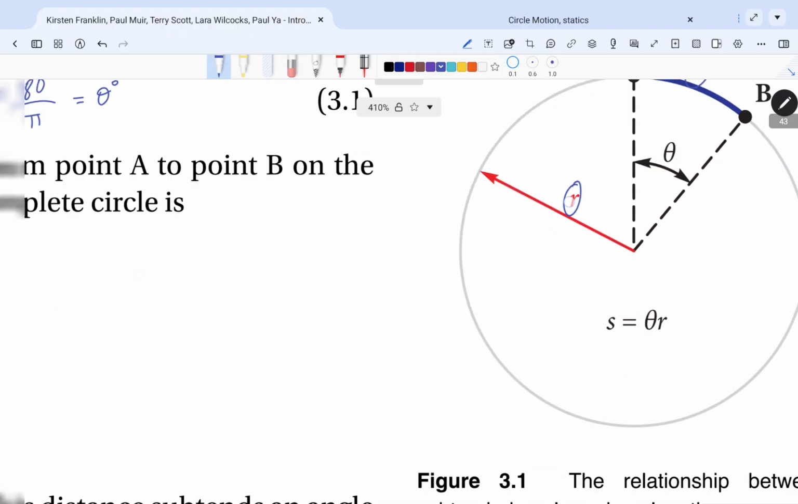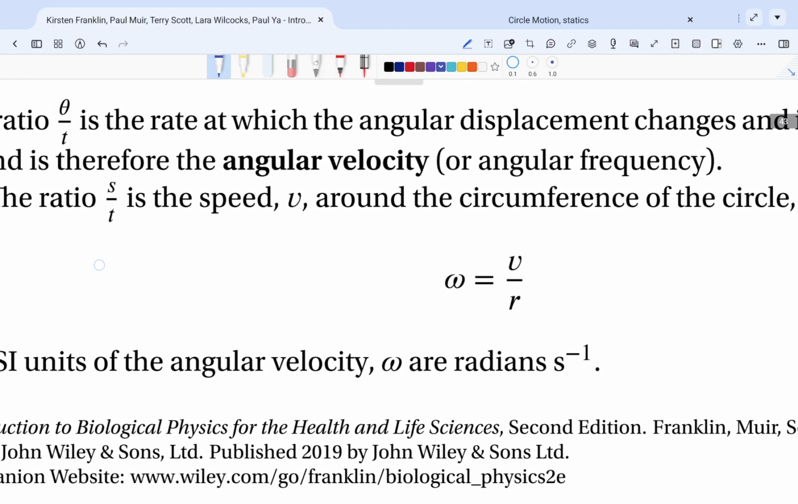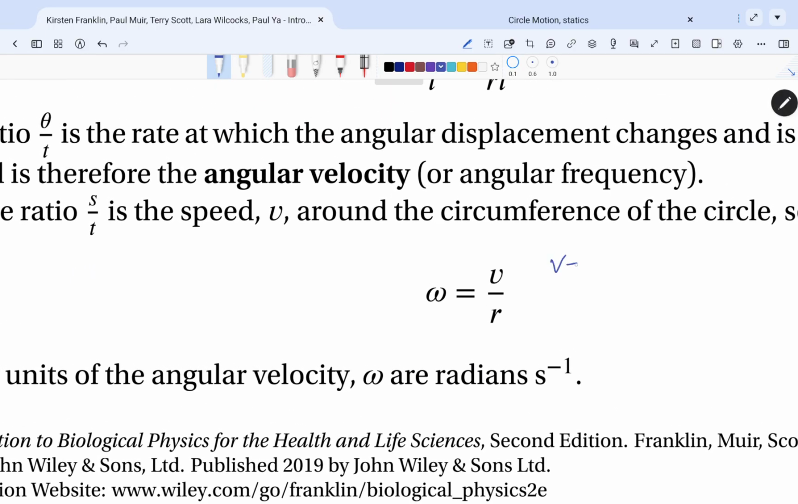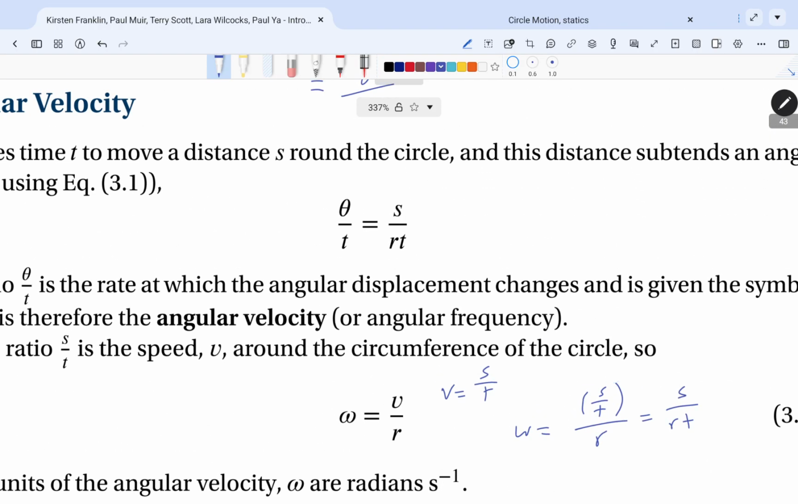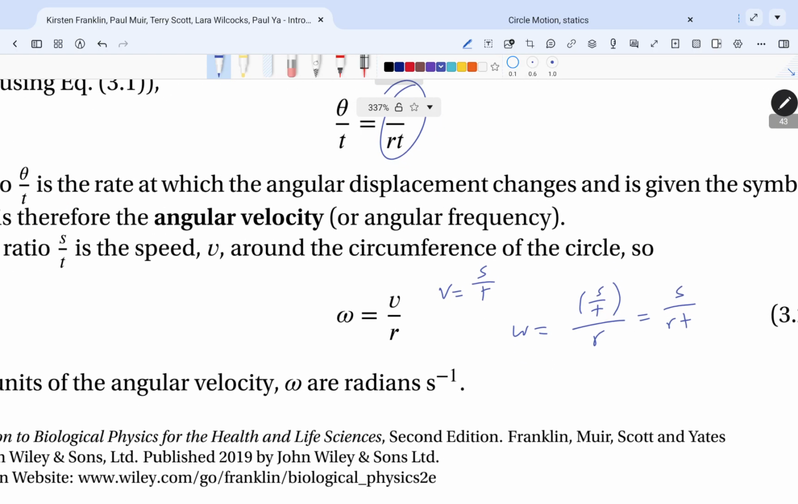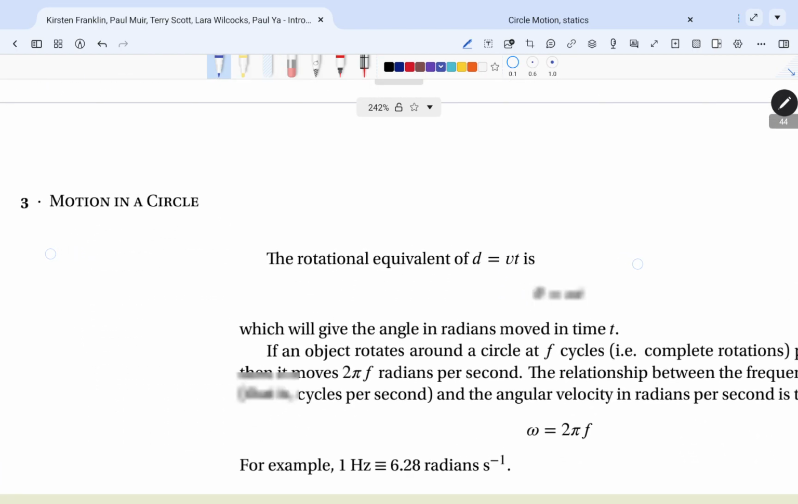Okay, and they just say here, W equals V over R, where V equals S over T. And if we sub it in to be sure, W equals S over T over R, which equals S over RT, which is the same thing we had before. So there are different ways of writing the same thing.